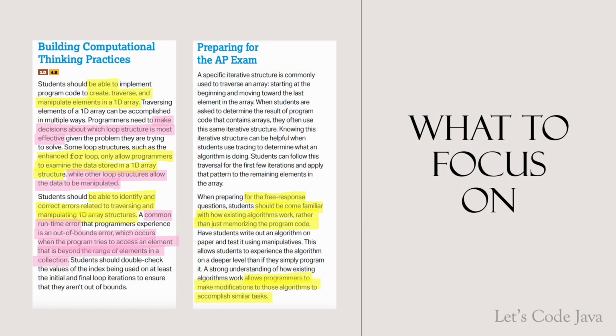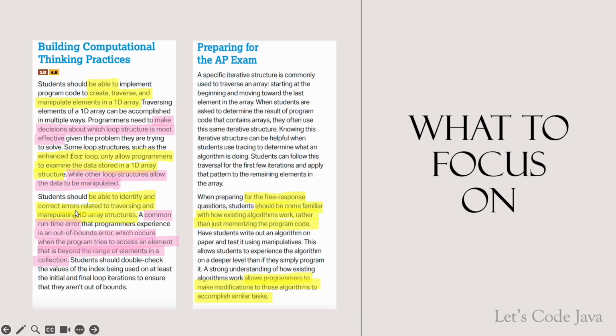Okay, so what to focus on? Well, this is very important because out of this unit, you should be able to create, traverse, and manipulate elements, and make decisions about which loop structure is most effective. So we had been using for loops and while loops all this time, but we will now be introduced to something called the enhanced for loop, which works in a similar manner as the for loop, but is a little different, and we're going to look into that.